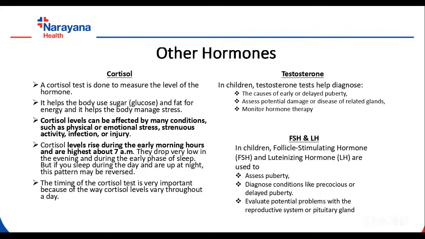Testosterone basically helps to diagnose the cause of early or delayed puberty, and assess potential damage or disease of the related gland. It helps monitor hormone therapy. FSH and LH, in children, are used to assess puberty, diagnose conditions like precocious puberty or delayed puberty, and evaluate potential problems with the reproductive or the pituitary gland.